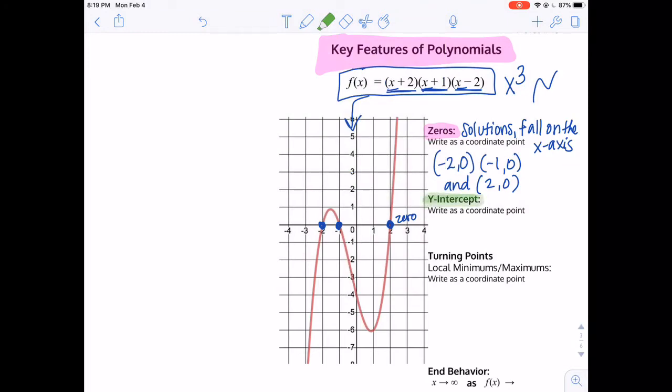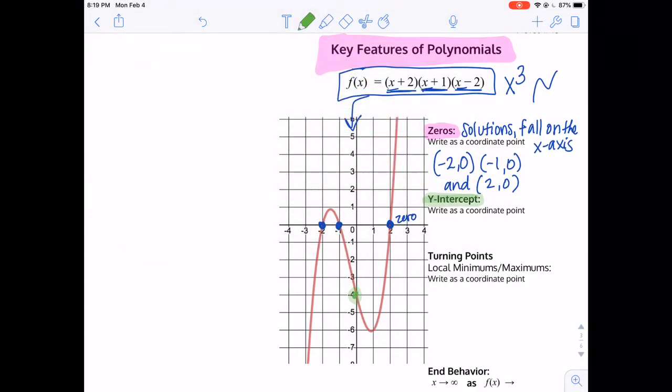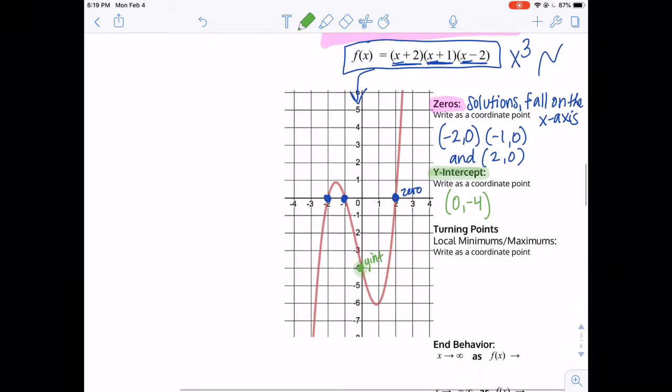So for y-intercepts, it's going to be where the line crosses the y-axis. So it's going to be this point here, and we're also going to write it as a coordinate point. That'd be 0, -4. And I'm just going to label it on my graph, y-intercept. Those are pretty standard. We've seen those in the past.